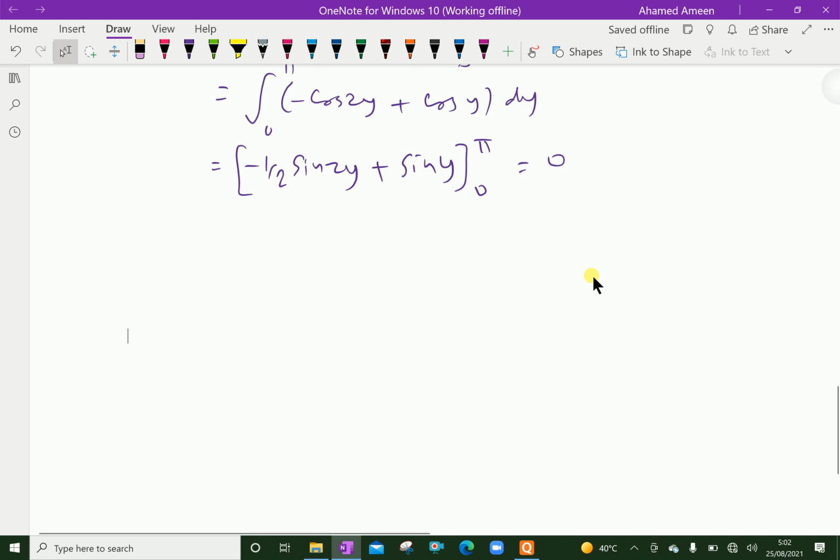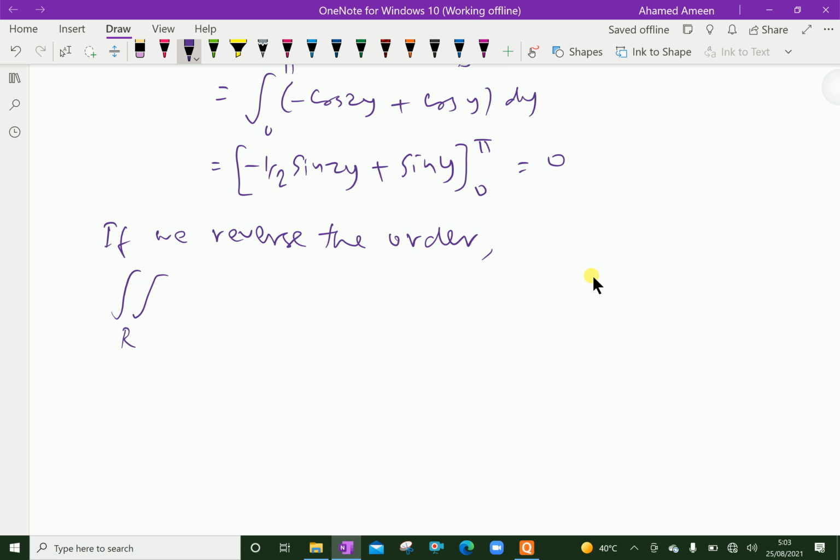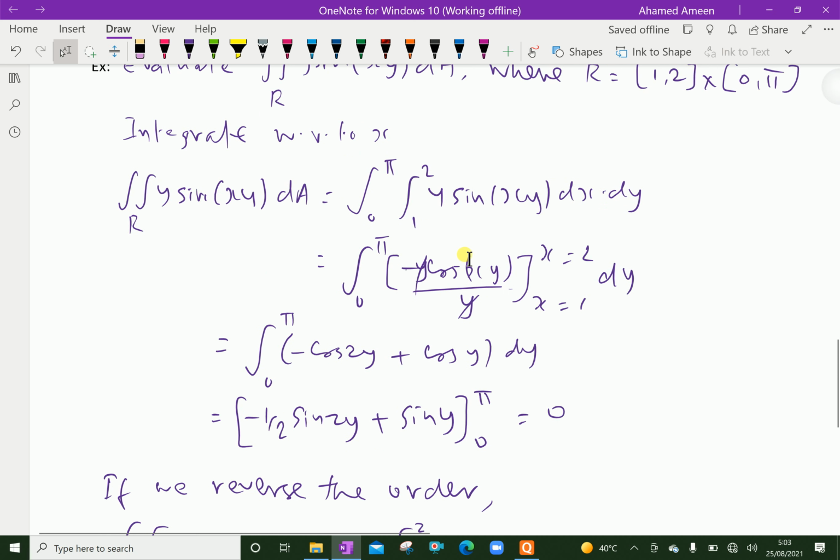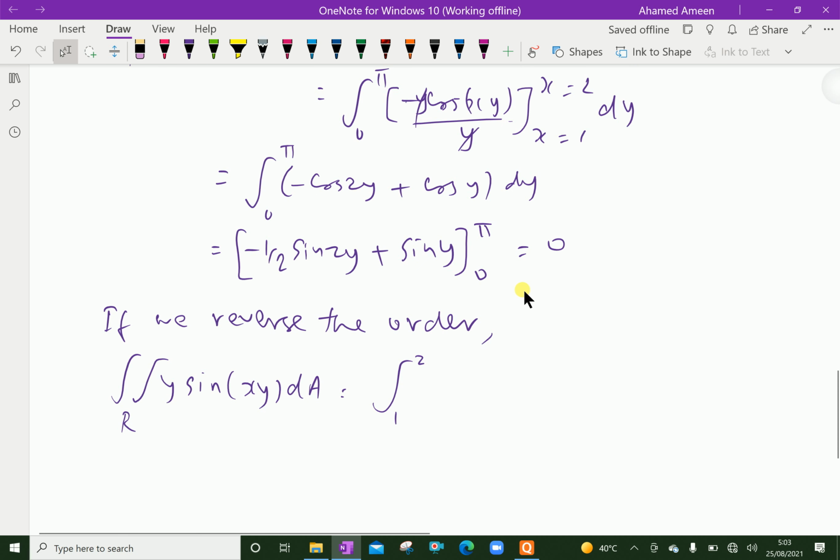Now, if we reverse the order, we get the integral over R of y sine xy dA, which is equal to the integral from 1 to 2. Before, the limits were 0 to pi, 1 to 2; now it is 1 to 2, and 0 to pi, of y sine xy dy dx.